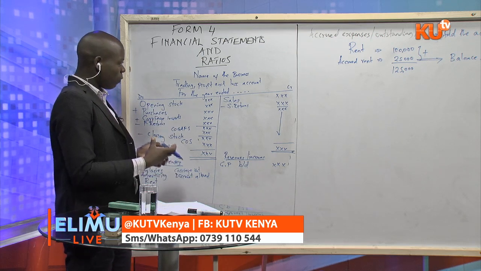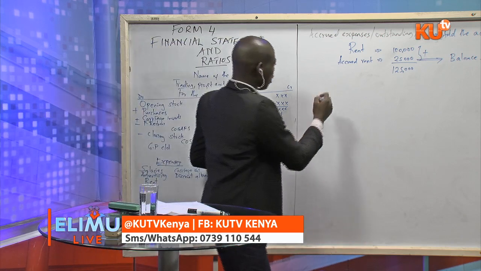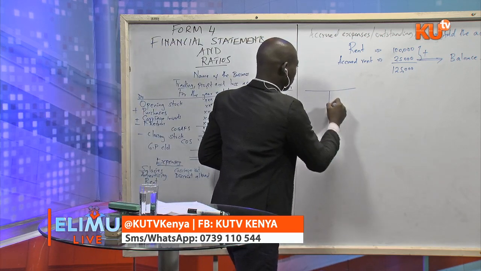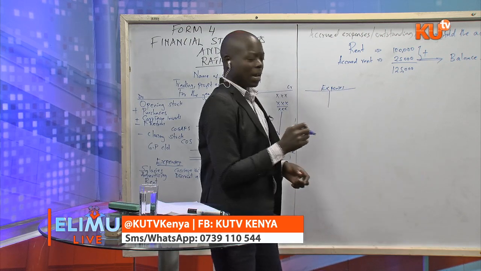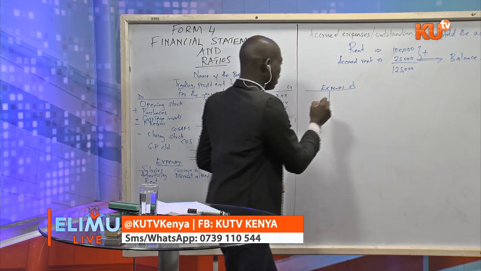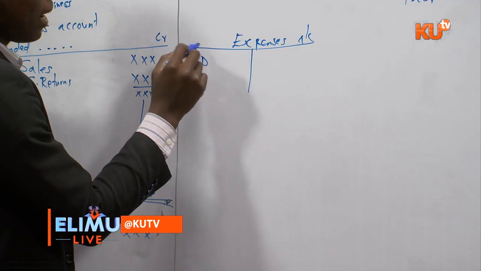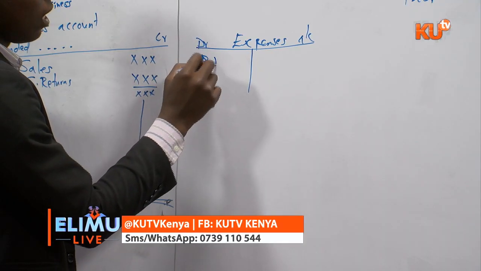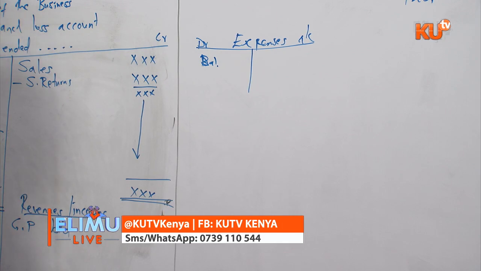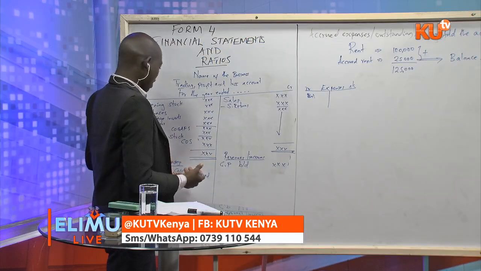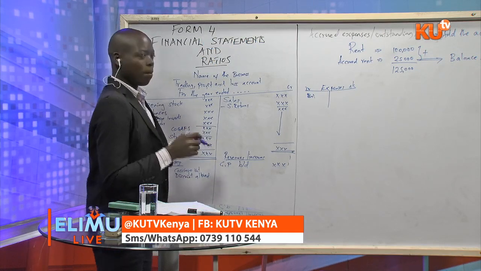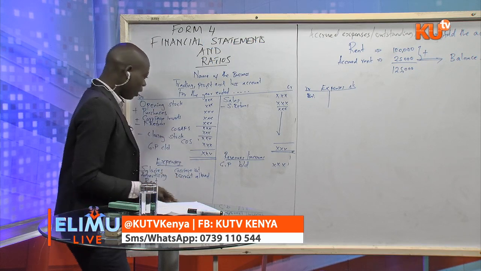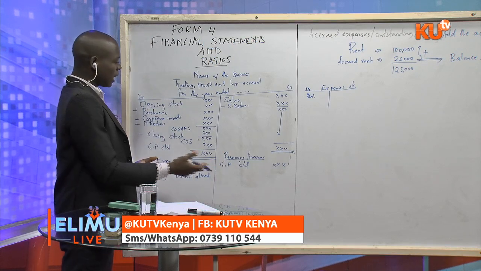From your understanding of ledgers, you are told that when you're talking about an expense account, expenses have debit balances. Their balances are on the debit side. When talking about revenues, they have credit balances. Therefore, all expenses will be captured on the debit side of the trading profit and loss account, and so incomes will be captured on the credit side.